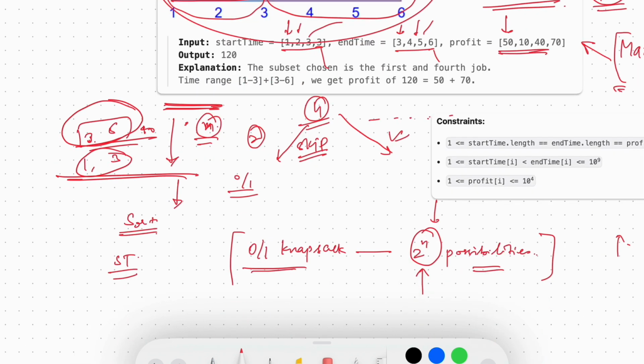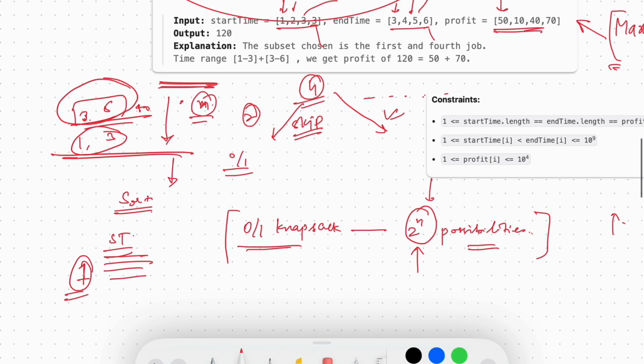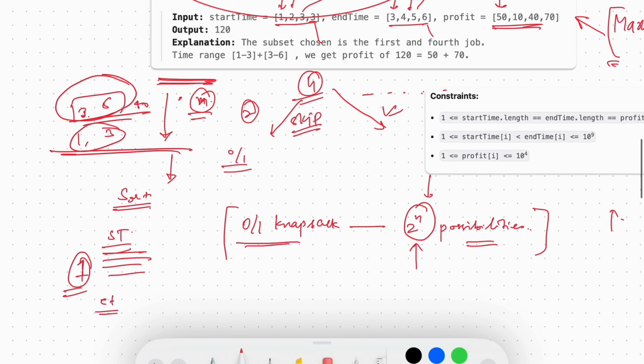so that we consider the first job at the start, and for the subsequent job we check the ending time. The ending time of the first job should be less than or equal to the start time of the next job we are going to consider. In this way we can go iteratively.